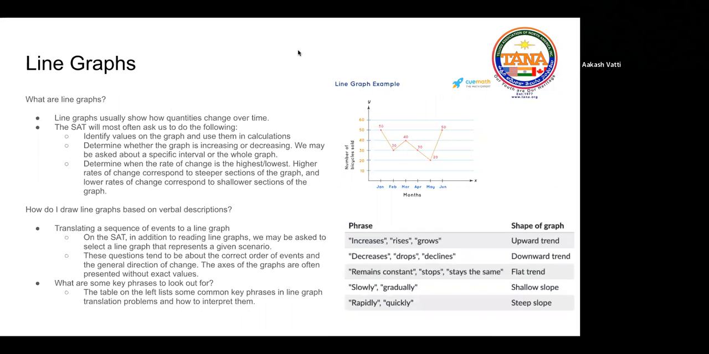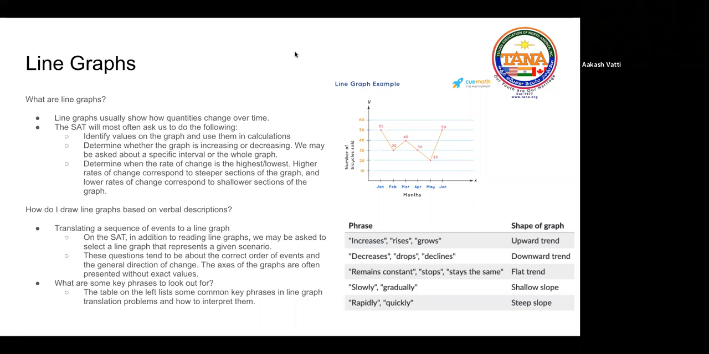Another type of graph that's pretty popular on the SAT is line graphs. So what are line graphs? Line graphs usually show how quantities change over time, and the SAT will most often ask us to identify values on a graph and use them in calculations, and determine whether the graph is increasing or decreasing. We might be asked about a specific interval or the entire graph. It depends on the problem.